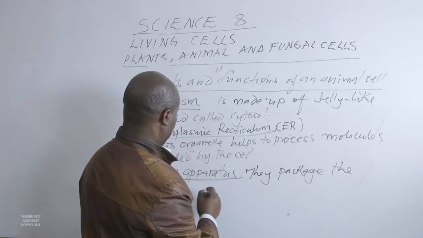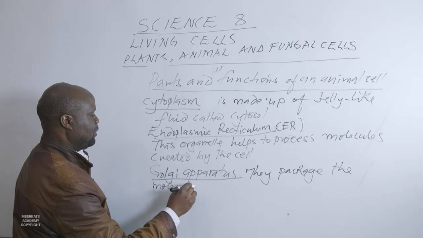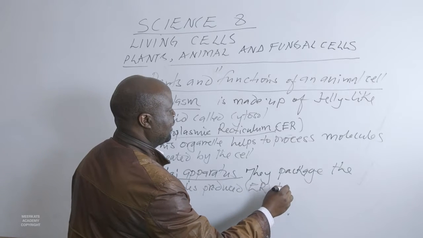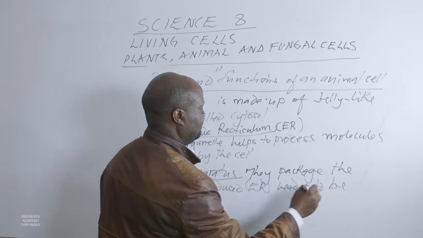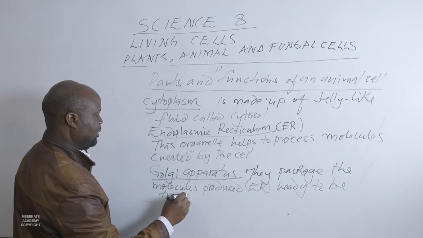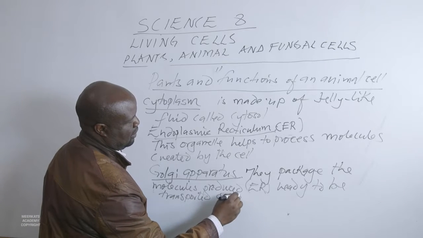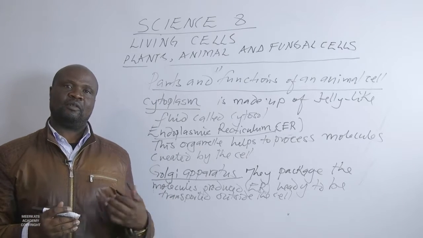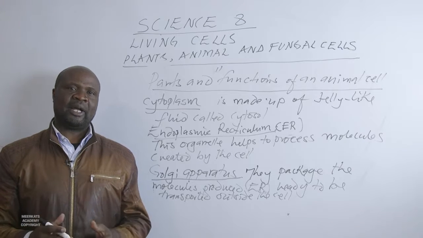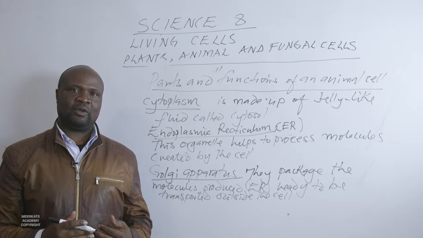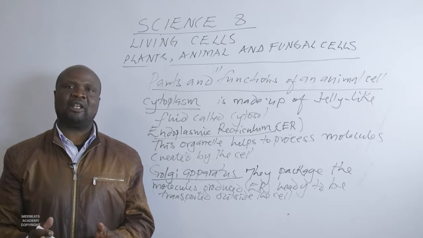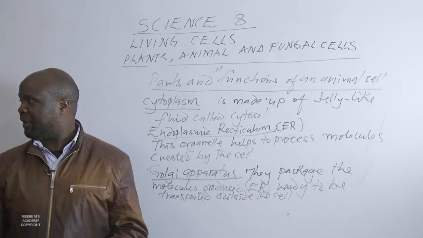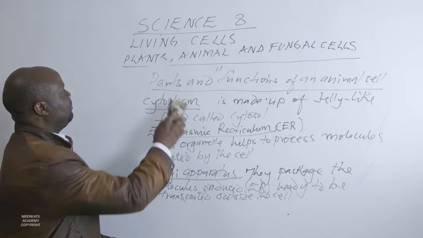So what they do, they package the molecules produced by ER, endoplasmic reticulum, ready to be transported outside the cell. So the function of this organelle called the Golgi apparatus is to package the molecules that have been produced by endoplasmic reticulum, ready to be transported outside the particular cell. Then we have other structures called lysosomes.